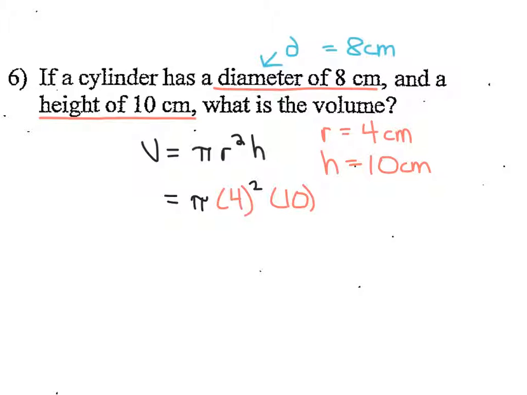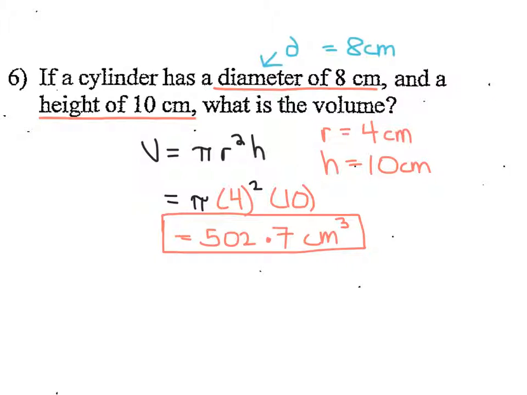Go ahead, take out your calculator. You should be on Desmos. If you don't have that, just grab one of the classroom calculators. That's fine too. And multiply all your numbers together, and we should get a number which is 502.7 centimeters cubed. If you got that, nice job. That means that you plugged in all of your numbers correctly.